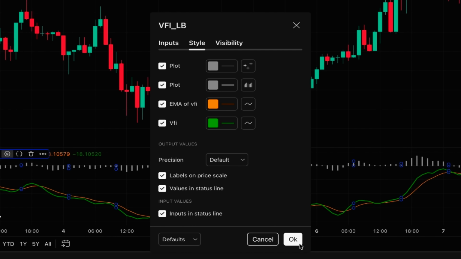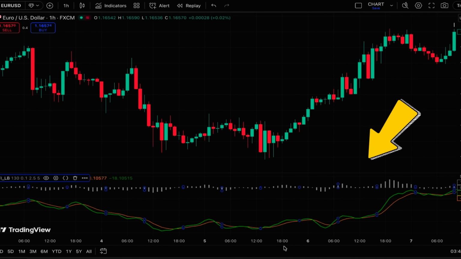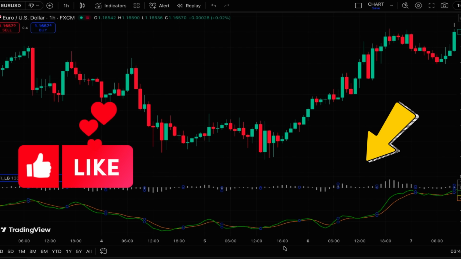Alright, we're done with the settings of the indicator, and now let me show what we have here and how you can use this indicator for trading.